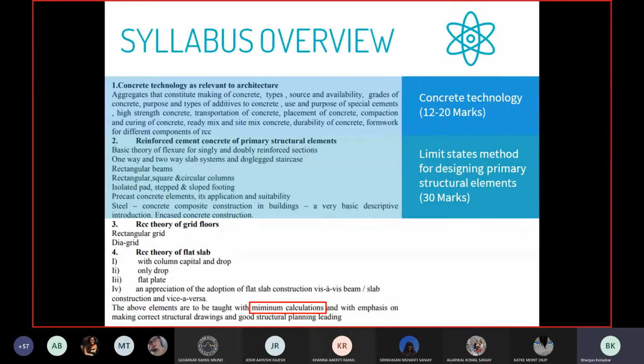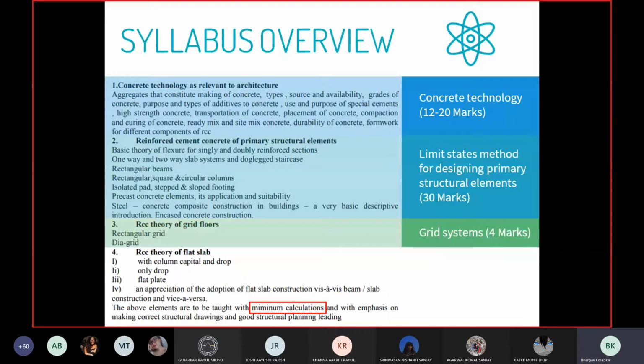This is the numerical part of this course, and one of the guidelines that the university has given is that the above elements are to be taught with minimum calculations and with emphasis on making correct structural drawings and good structural planning. So I'm going to try not to stick to my habit of getting into a lot of calculations or numericals, and we're going to keep it to as minimum as possible, the minimum calculations that you require to design any element.